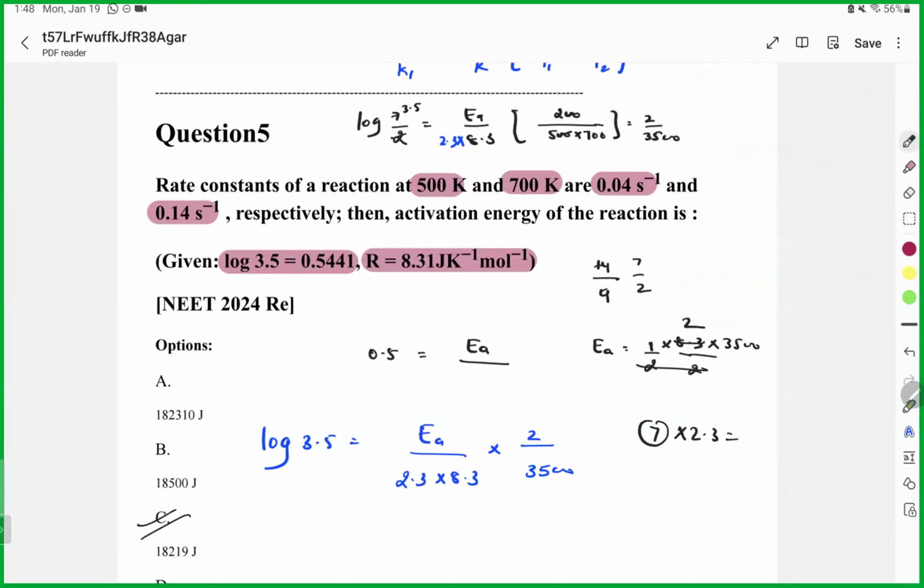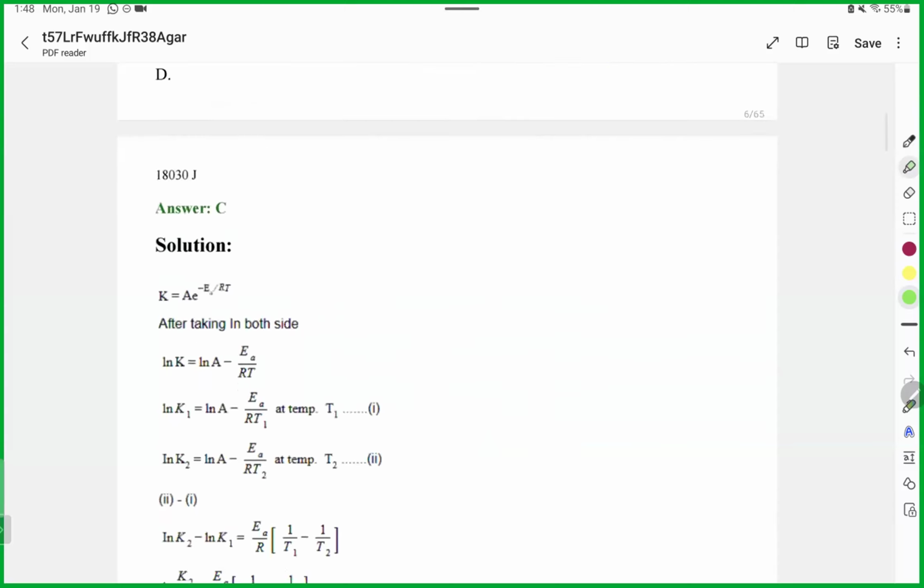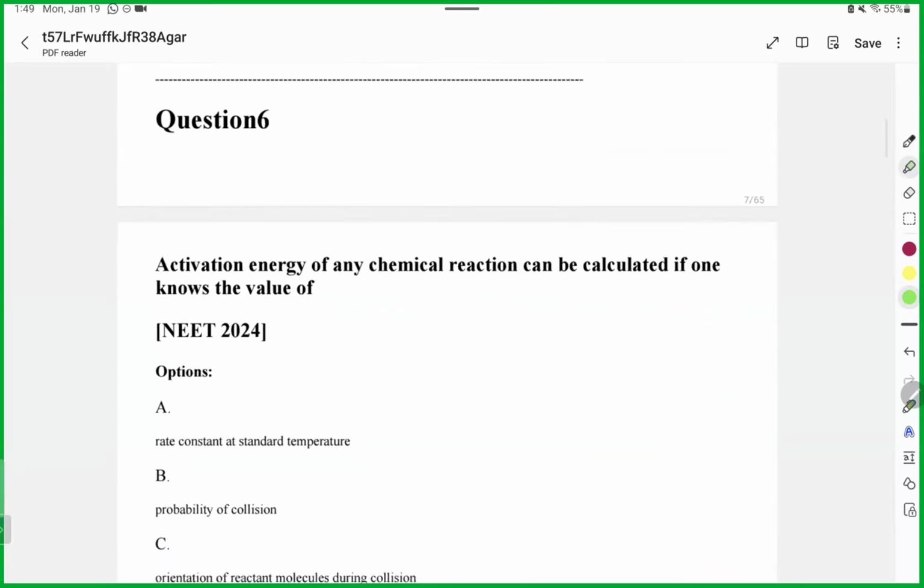Yes or no, guys? We forgot to mention this 2.3 because we are converting natural log into log. Yes or no? And if you feel stress about how to calculate the log value, the examiner is already giving you the values, so that is a good thing for you.